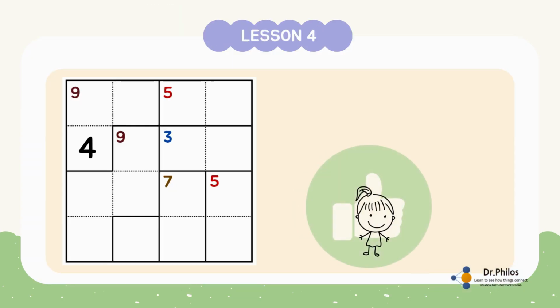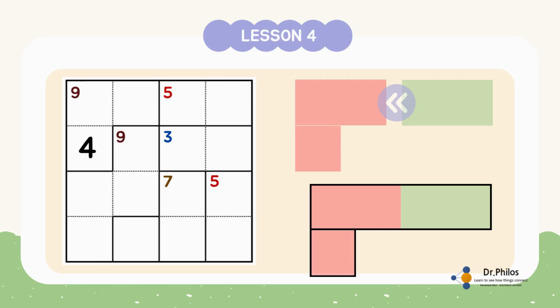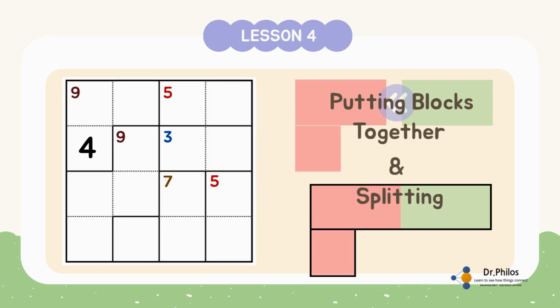Great job! You found the total of 5 boxes by adding the 3 boxes that make 9 and the 2 boxes that make 5. Then, you thought about it by splitting them into 4 boxes in row 1 and 1 in row 2. Putting 2 blocks together and then splitting them into a different shape is amazing!